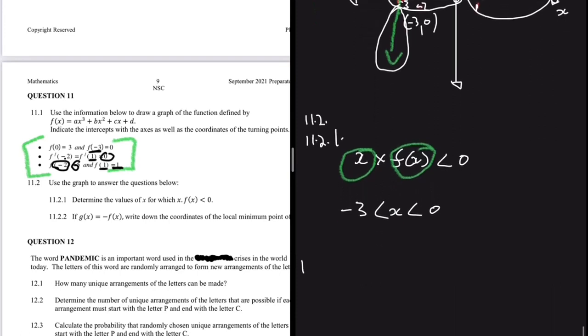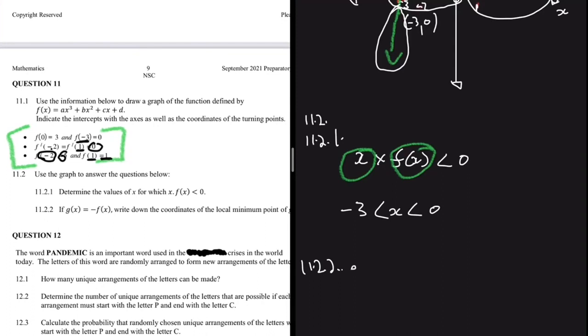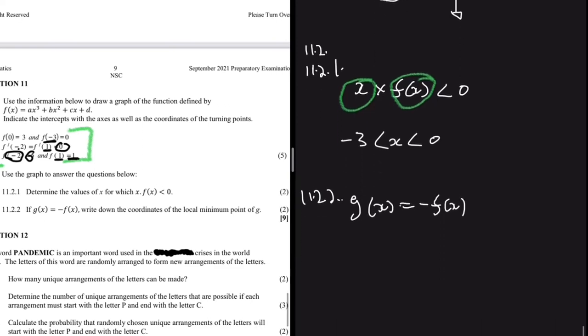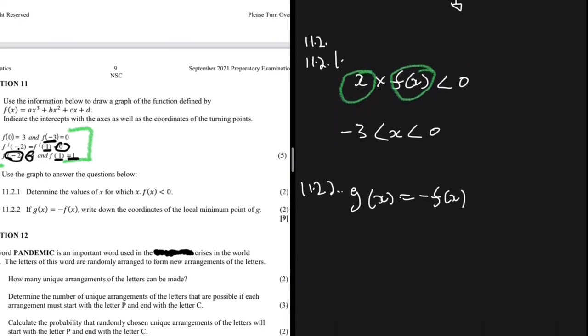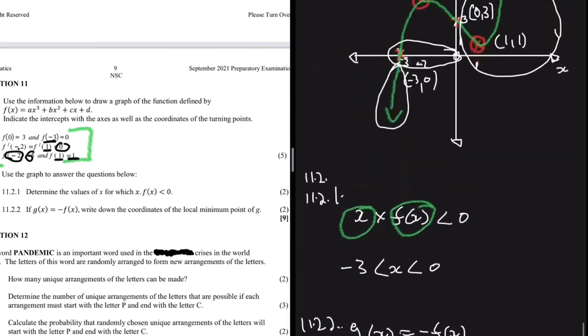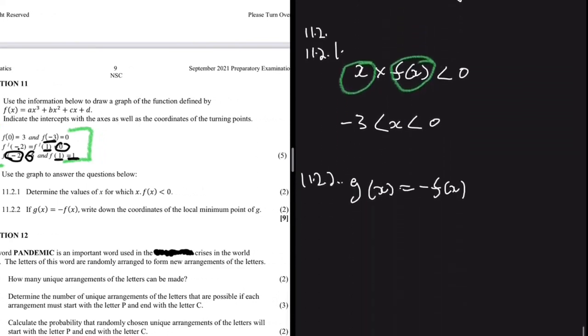And then 11.2.2 says if g of x is equal to minus f of x, write down the coordinates of the local minimum of point G. The coordinates of the local minimum of point G will be -2 and -5. Why am I saying that? Watch this video in the screen right now.